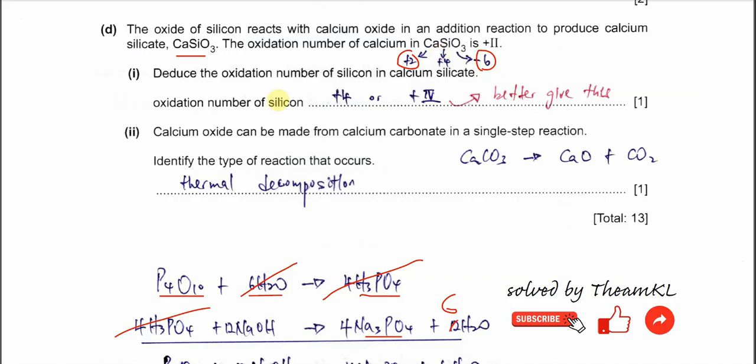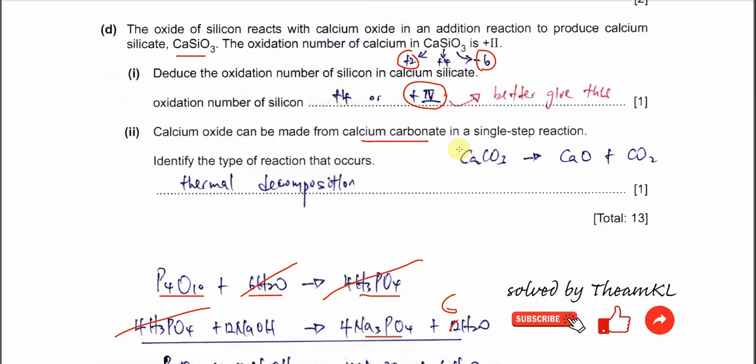Okay, as I told you just now, when you give this oxidation number, it's better in this Roman numeral, right? So it's positive IV. Part 2, calcium oxide can be made from calcium carbonate in a single step reaction. Identify the type of reaction that occurs.